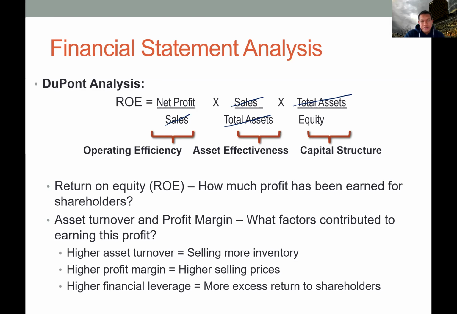Okay, there are some inferences that we could make from this ratio. If we have a higher asset turnover, then the company is selling more inventory, and we have a higher return on equity. If the profit margin is higher, then the ROE should also be higher, and if the financial leverage is higher, then the ROE also should be higher.